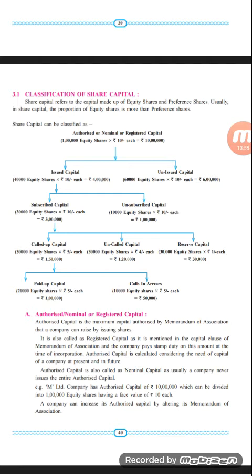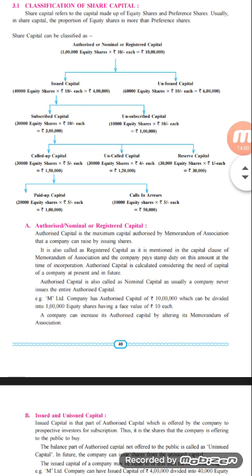So I hope all of you are very clear about the chart and the classification given here. The first one is the authorized share capital, the total amount mentioned in the memorandum of association. Out of the authorized share capital the company has issued 40,000 equity shares and still holds 60,000 equity shares. Of the issued 40,000 equity shares, the company has managed to sell only 30,000 equity shares, whereas 10,000 equity shares have not been sold in the market. There is no demand for these 10,000 shares in the market, and accordingly this is known as the unsubscribed capital of the company.